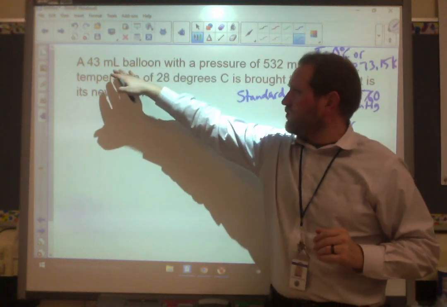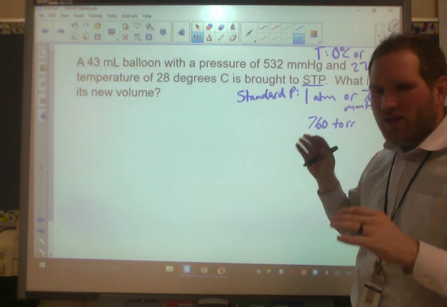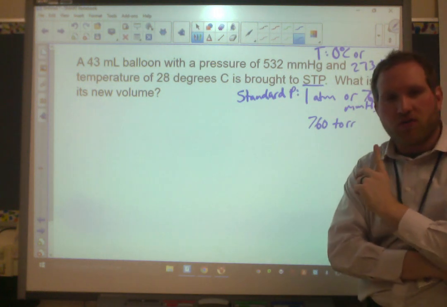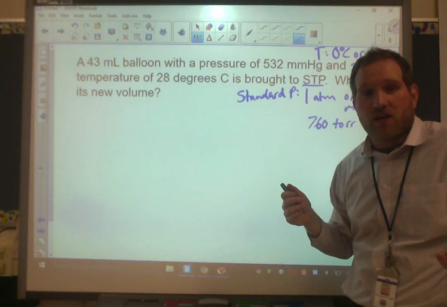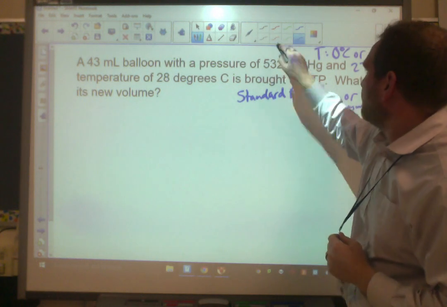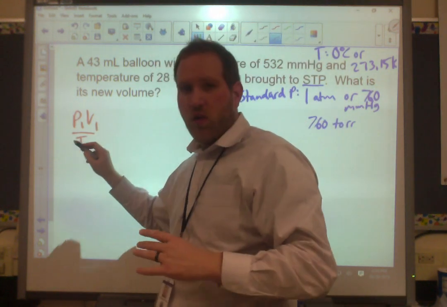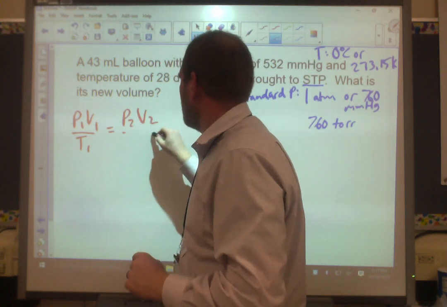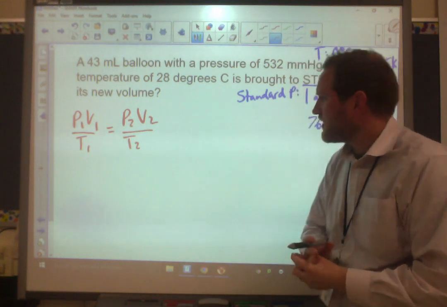Well, it said the volume was originally 43 milliliters. What's the new volume going to be? So what's held constant here? What wasn't brought up at all? Number of particles, right? So if number of particles isn't addressed in the problem, we assume that it's held constant and we ignore it from our formula. So P1 V1 over T1, I'm not even going to write N1, equals P2 V2 over T2, not even going to write N2 because it's held constant.